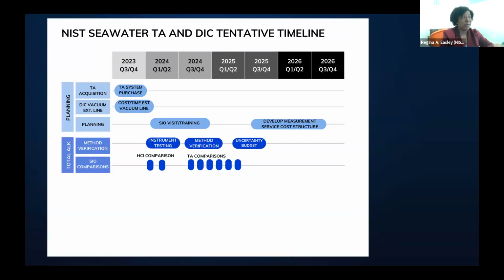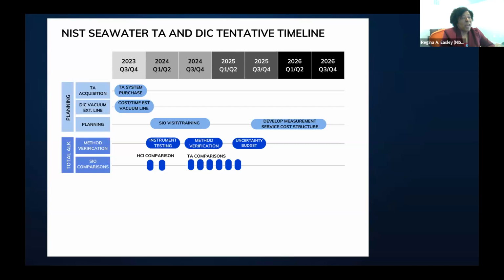In terms of total alkalinity, since this method has basically been developed by the Dixon lab, after receiving the equipment, we will do initial instrument testing, which will take maybe about 6 months. These are conservative estimates. And then we will perform a method verification just to show that our methods are comparable to Andrew's.